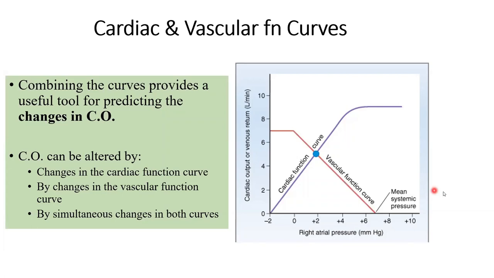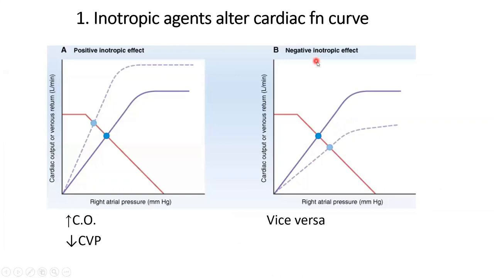Observe these two graphs. First, observe graph A. B will just follow if you understand this. What has happened? Firstly, see which curve has not been disturbed. Basically, the venous curve is not being disturbed. It's the same. It's the cardiac curve. Something has happened to it. It has shifted upwards and to the left, with the venous curve being constant. So a positive inotropic agent has been introduced. You have basically activated the sympathetic nervous system. Norepinephrine is now available. The heart is contracting more.